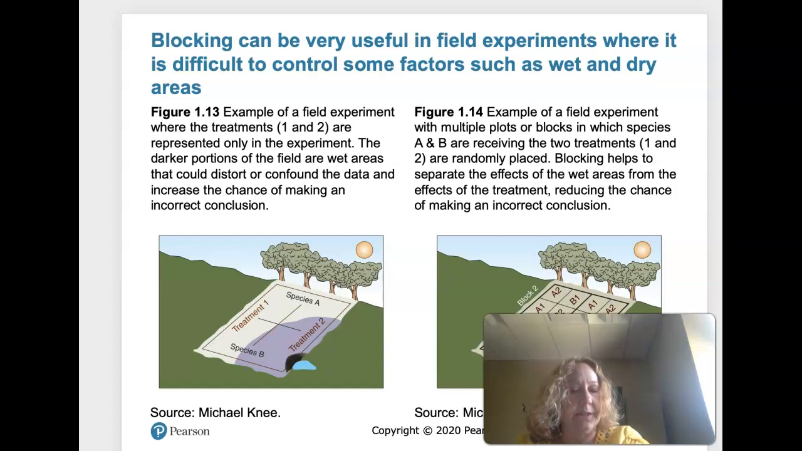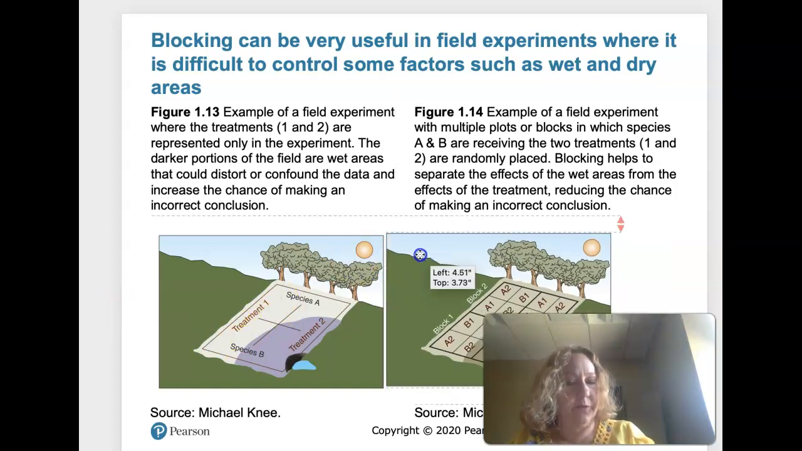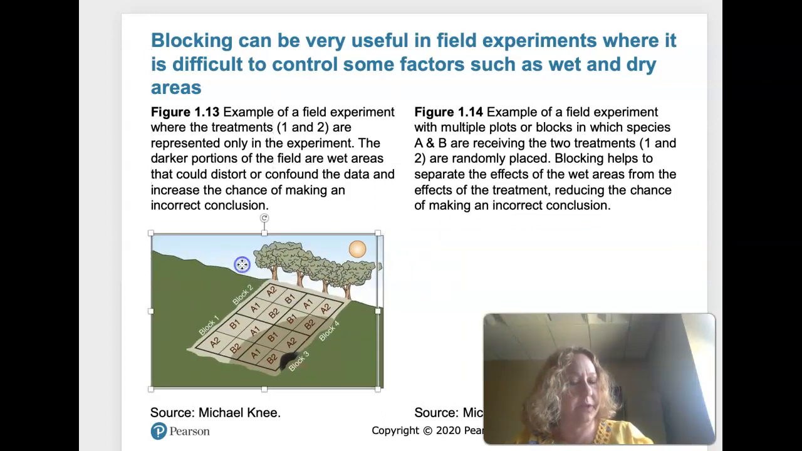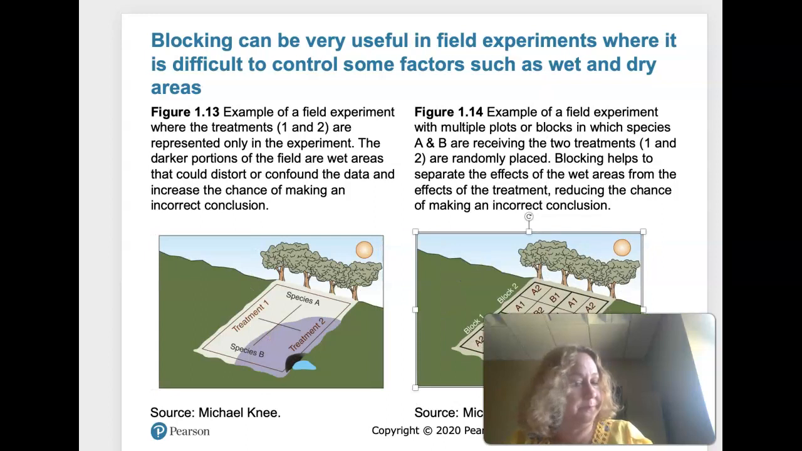Another reason to do a block design. If you look at this field, I'm going to move this one over so you can see it a little bit, because it's easier to explain. You've got some shaded areas here, but you can see where your blocks are. This is a block. This is a block. This is a block. This is a block. So you're going to know if it's the treatment affecting it and not just this shaded area or this low area or this wet area. That's what the randomized complete block is for.